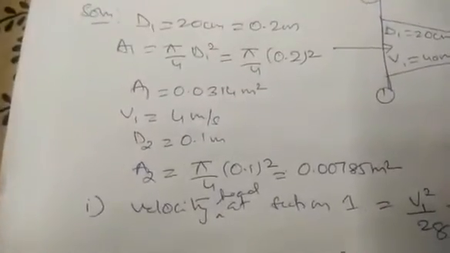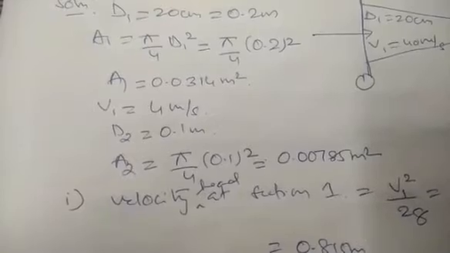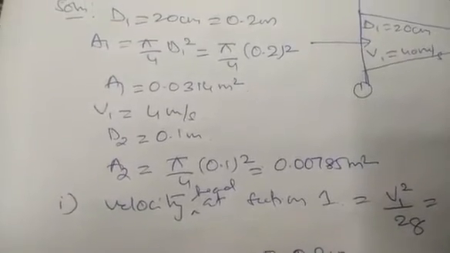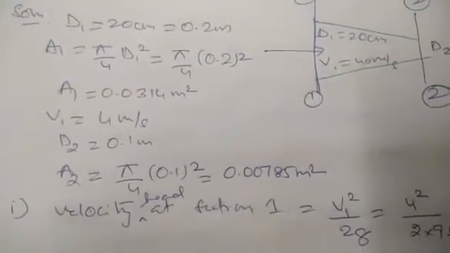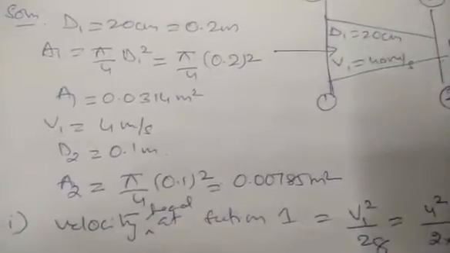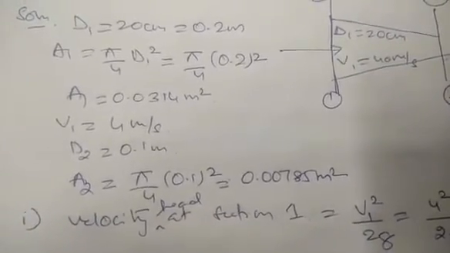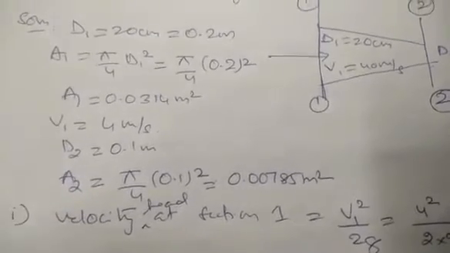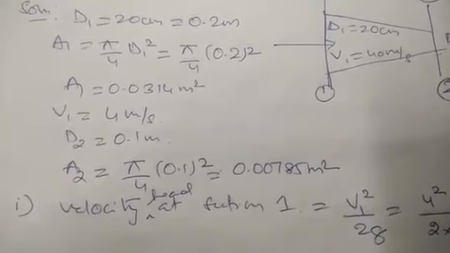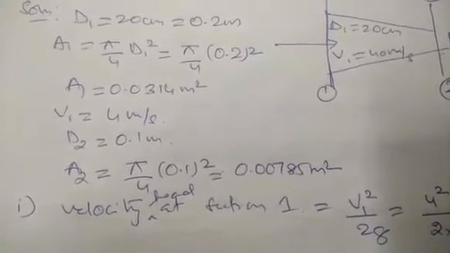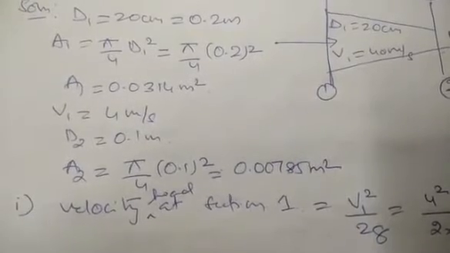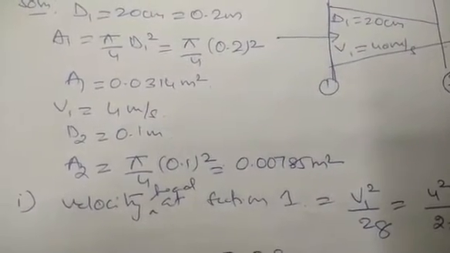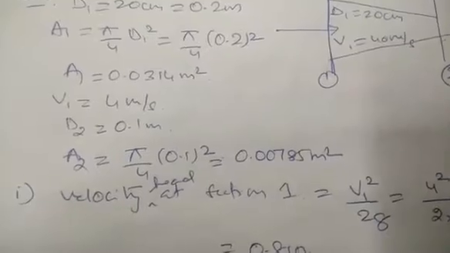Velocity at section 1 is given, it is 4 meter per second, and diameter at section 2 is given, it is 10 centimeter, that is 0.1 meter. In order to find out A2 you use the same formula. A2 is equal to pi over 4 of D2 square. So we get the area at section 2 as 0.00785 meter square.